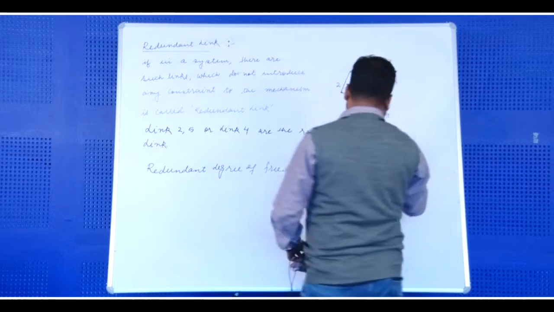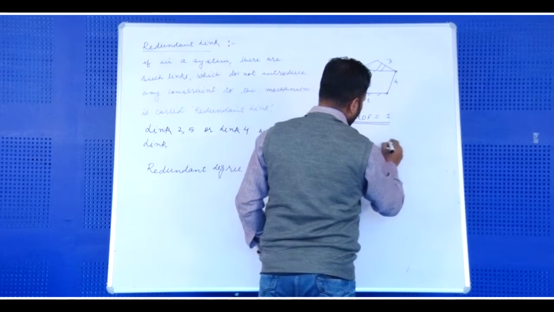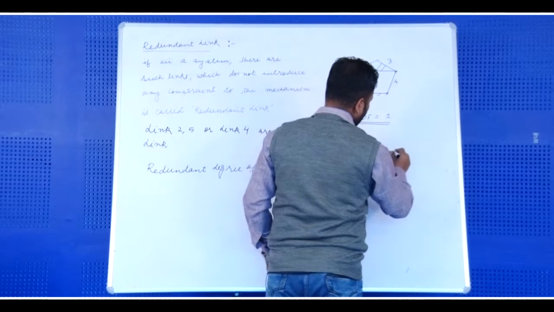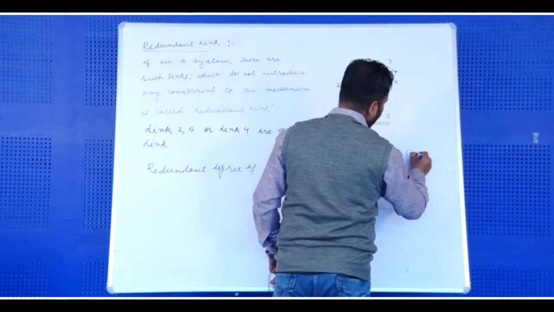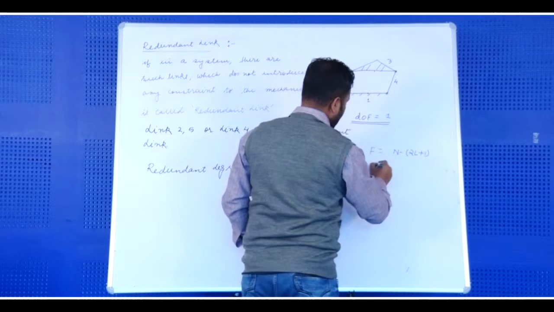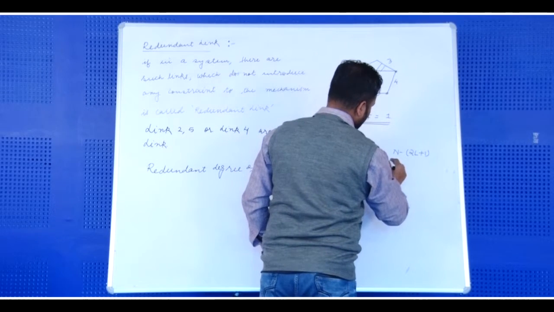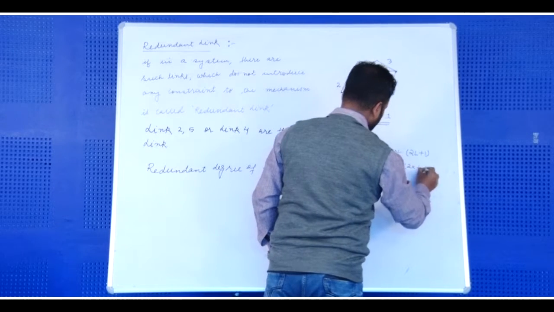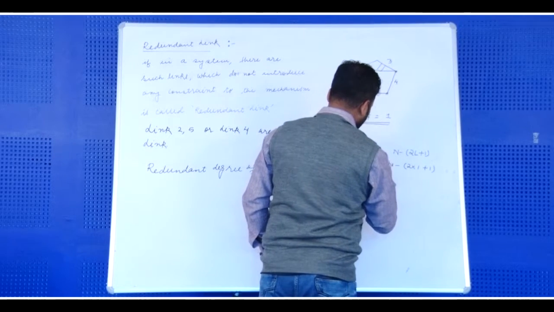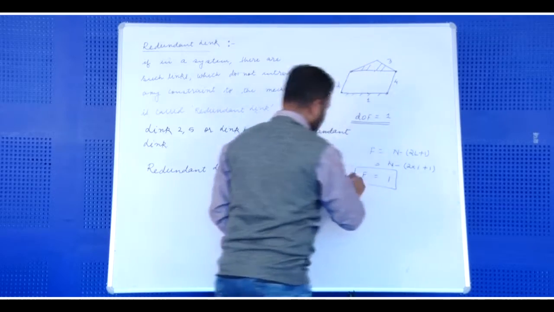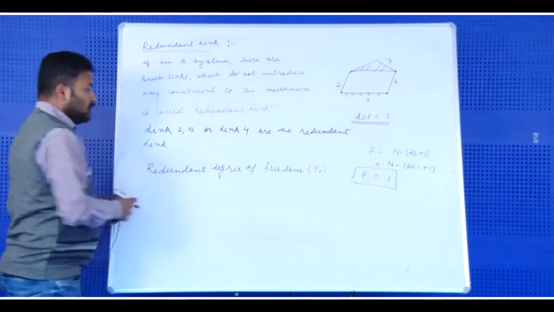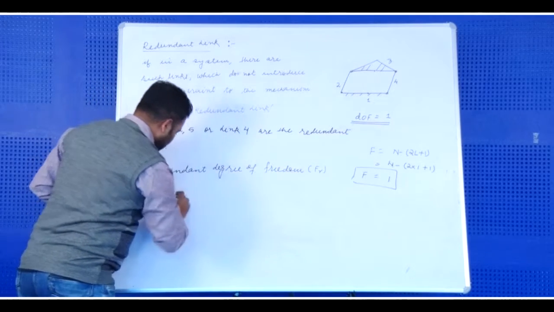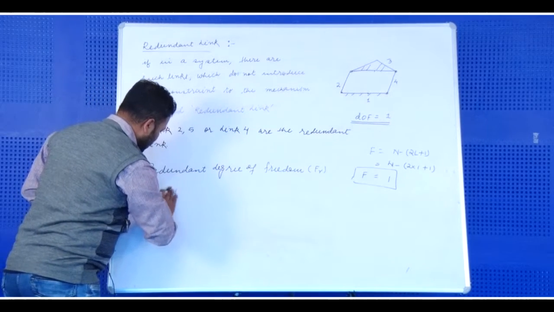Now, if I calculate the degree of freedom by the simple formula, F is equal to n minus 2L plus 1. Here the number of links is now 4, loops is 1, plus 1. Hence, the degree of freedom comes equal to 1, the effective degree of freedom is 1. However, if we take into account the redundant link, then the formula changes like this.